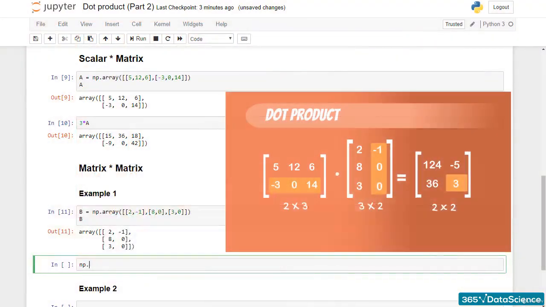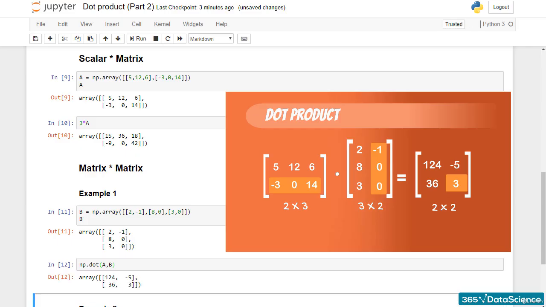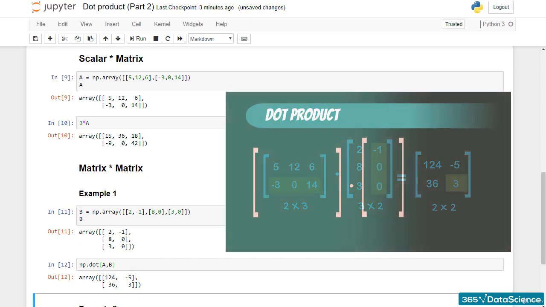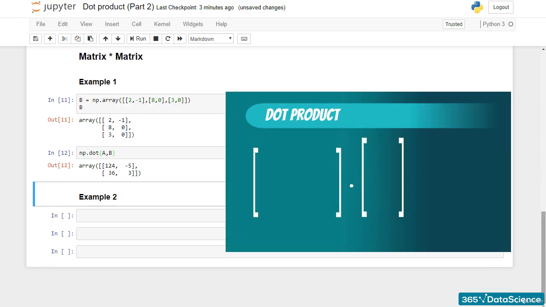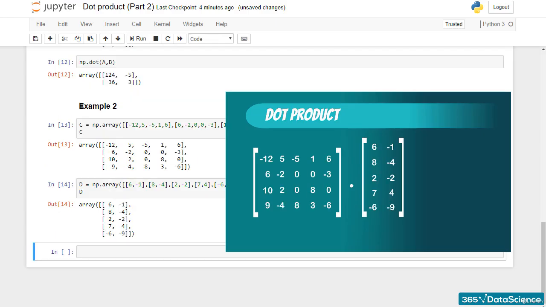In terms of code, things are very simple. We use the method np dot and the two matrices and immediately get the result. All right! While this lesson is getting a bit long, we should do another example just to solidify the knowledge. I'll take two big matrices, this one and that one. The first matrix is 4 by 5. The second matrix is 5 by 2.